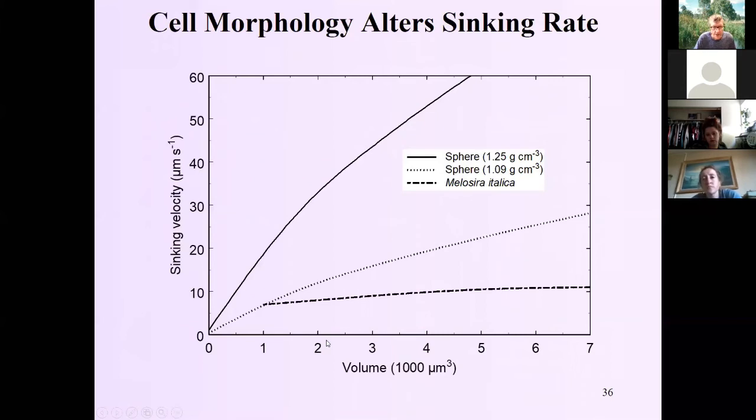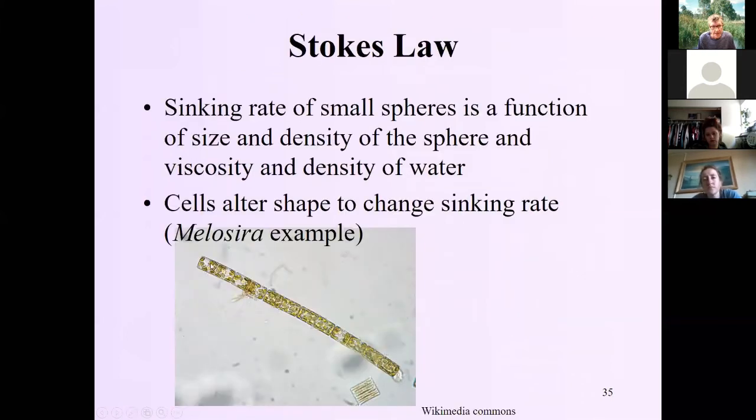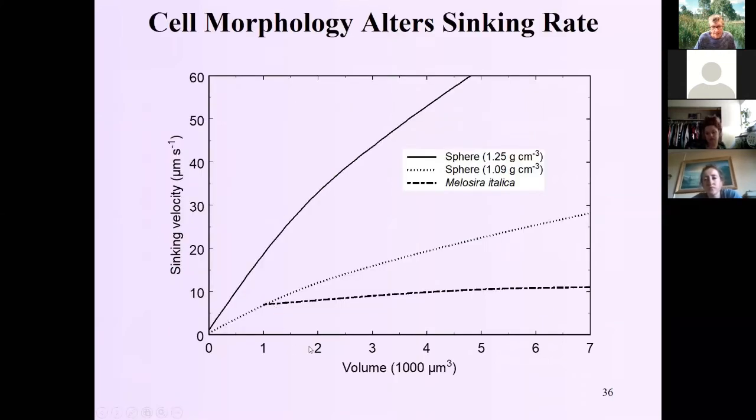And we see that as it increases in size, it's adding cells onto this chain, right? If we have on the x-axis the volume in thousands of cubic microns, and the sinking velocity in micrometers per second, and we have a sphere of the same density as that in the range of densities of Melosira, we can see what the sinking rates would be as those spheres increase in size. So this 1.09 grams per cubic centimeter is about the lower range of density of the Melosira.